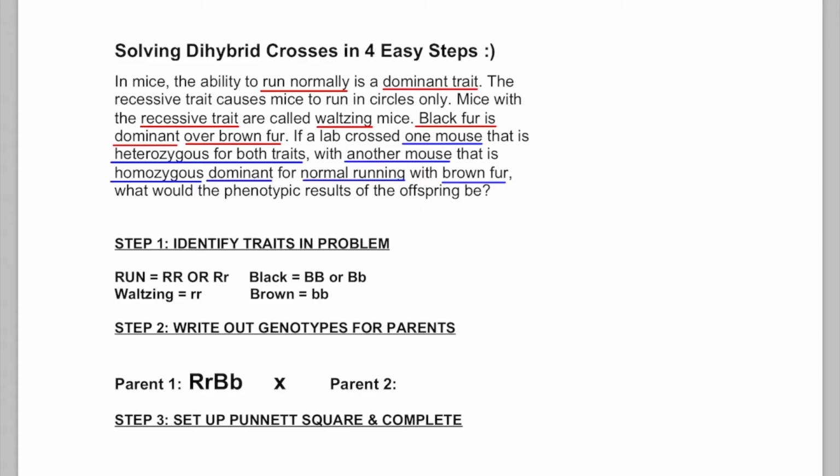Well, based on this information, I know that one parent is heterozygous for both traits. Therefore, I would use capital R, lowercase r, capital B, lowercase b. I also know that the other parent is homozygous for normal running and it has brown fur. So I would use capital R capital R, and lowercase b lowercase b for the other parent. And I'm done with step 2.